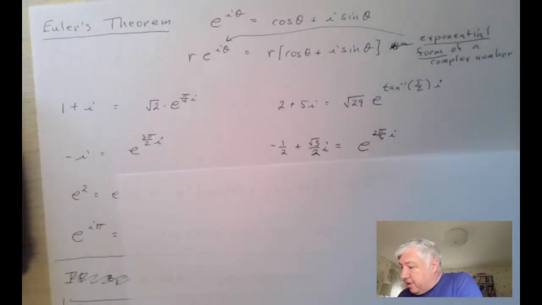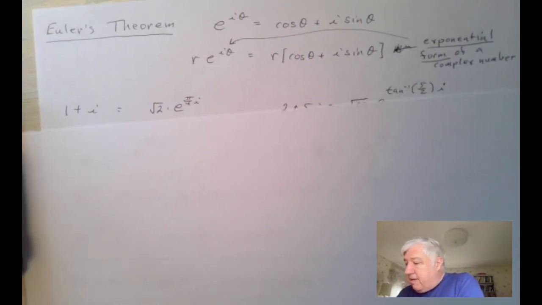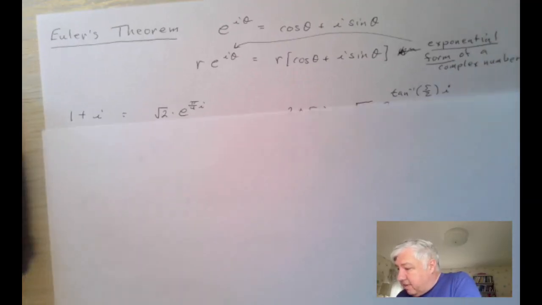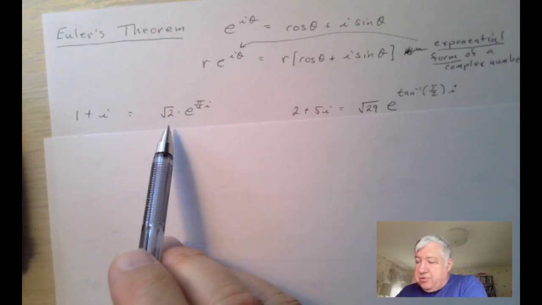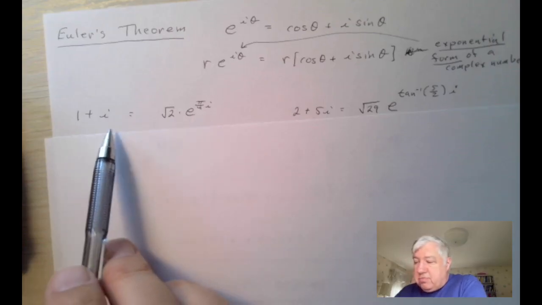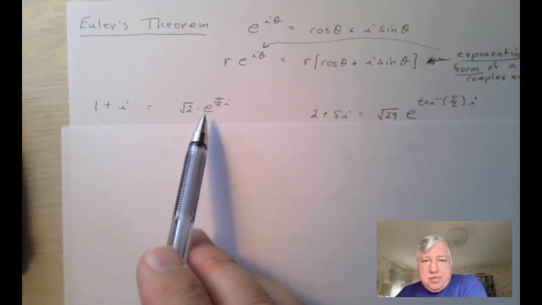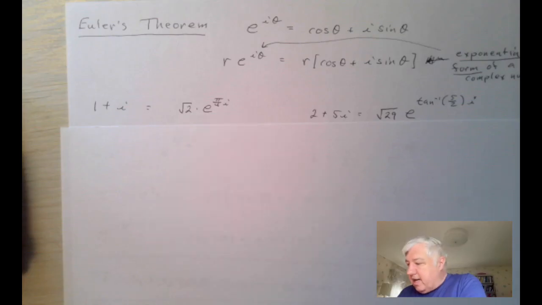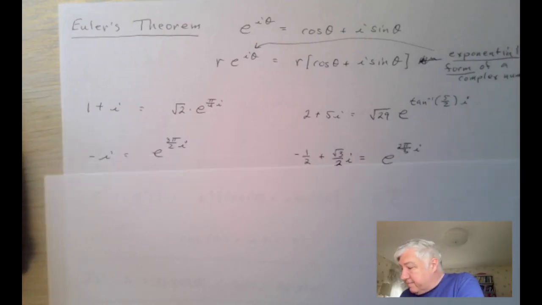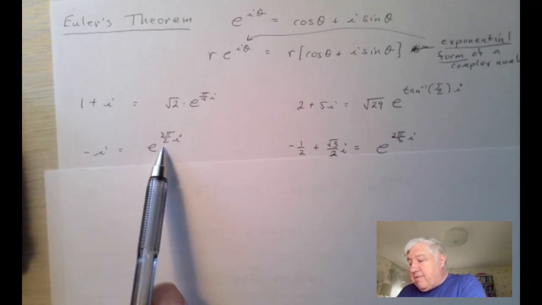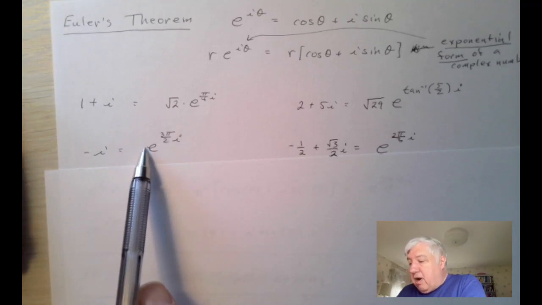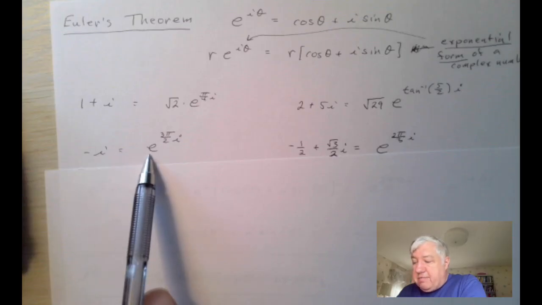Okay, so for example, from last time we looked at 1 plus i. r was the square root of 2, and theta was pi over 4, so 1 plus i is the square root of 2 times e to the pi over 4 times i. Negative i: we said theta was 3 pi over 2, and r was 1, so minus i can be written this way.